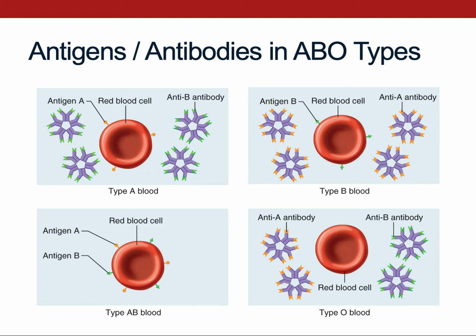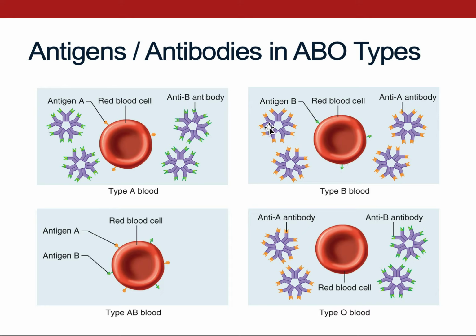So if we look at this picture right here, it's just a quick summary. You can see in this first one, you have type A blood. You can see the little A antigens sitting on the red blood cell. And because B antigens are foreign to them, there are anti-B antibodies in the blood plasma.